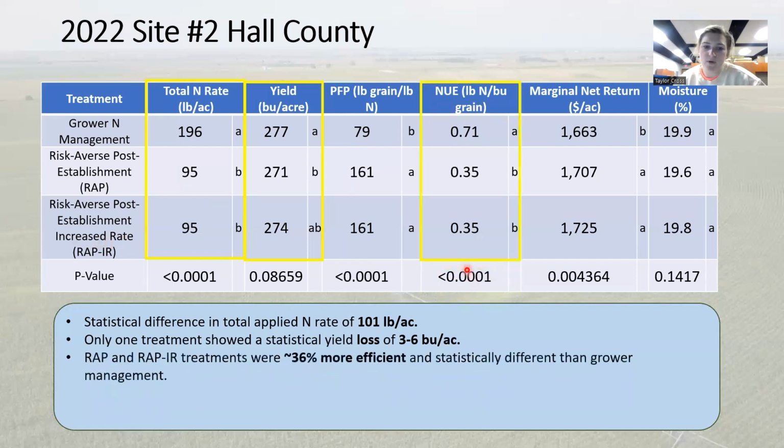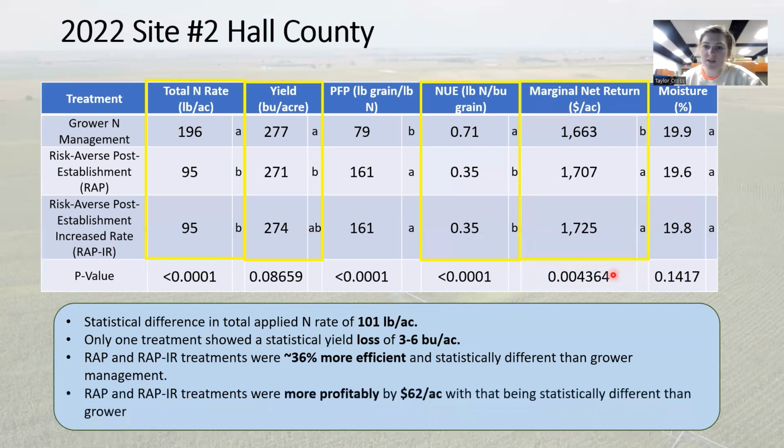We can see that we were 36% more efficient than that grower. And so that is a statistical difference between our sensor-based treatments. We also saw it to be statistically different in our marginal net return as well. And so we were more profitable at $62 an acre at this site than the grower. So really exciting results here.